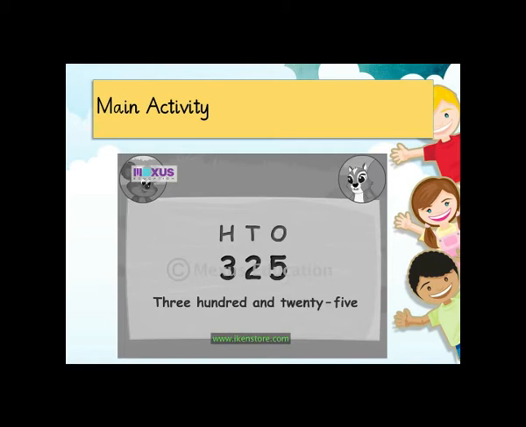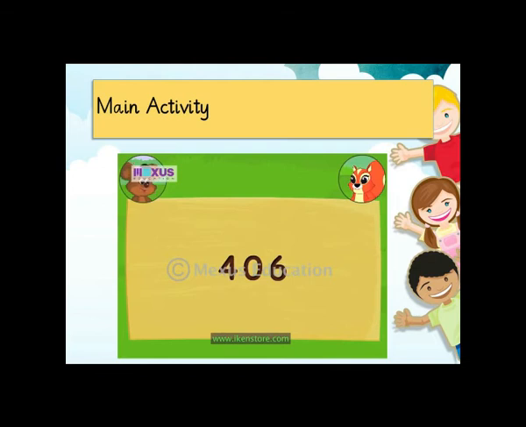Notice the sign between 20 and 5. It is called a hyphen. It is used for writing the names of numbers that are joined, like 25. Sometimes, number in one of the place values is a 0. Then let's see how you read them. Consider this number. The number in the hundredths place is 4. The digit in the tens place is 0. And the ones digit is 6. And it is read as 406.